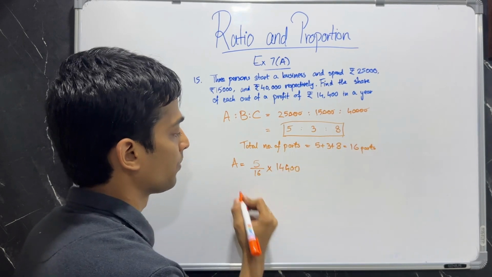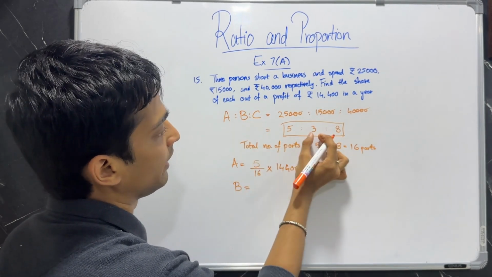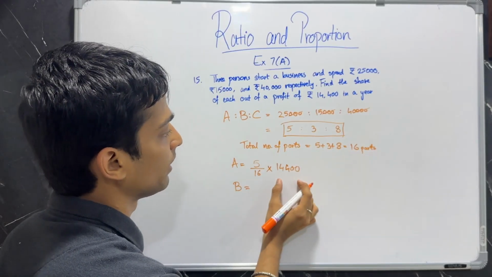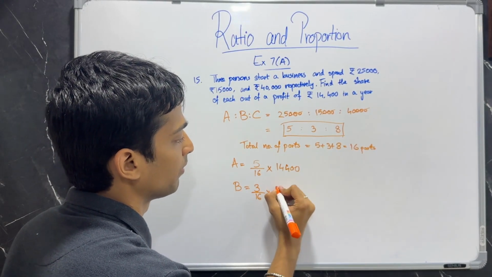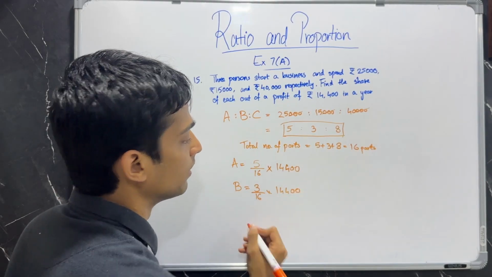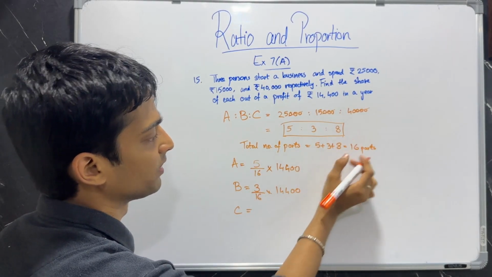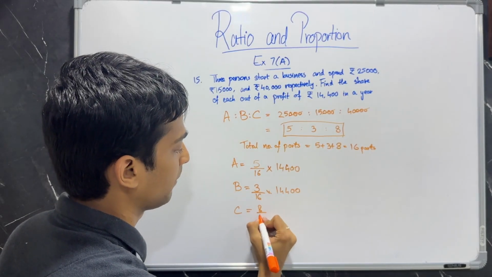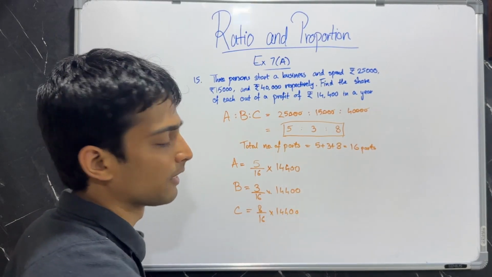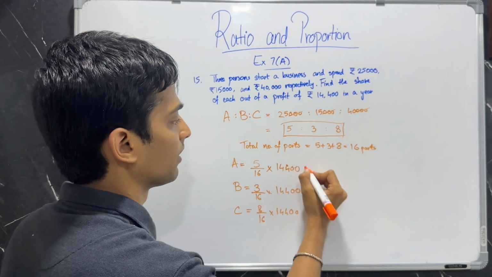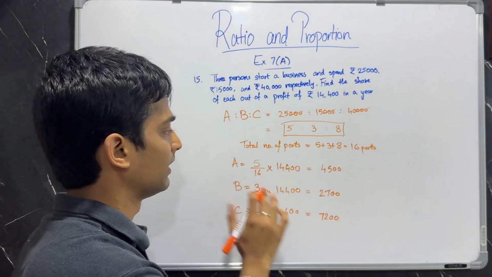B will get how much? B will get 3 parts out of 16 parts of 14,400. So 3 upon 16 multiplied by 14,400. C will get how much? 8 parts out of 16 parts of 14,400. Now we just have to cancel and find. So this is the amount of money they are each receiving.